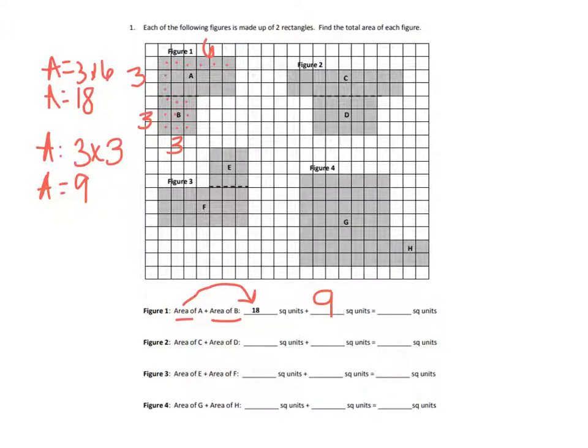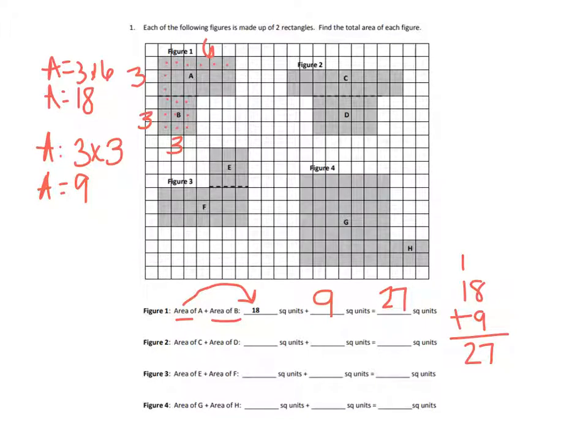So now we need to add 18 plus 9. So I know 8 plus 9 is equal to 17. I'm going to write the 7 and carry the 1. 1 plus 1 is 2. So 18 plus 9 means that figure 1 has a total area of 27 square units. Now let's take a look at figure 2.